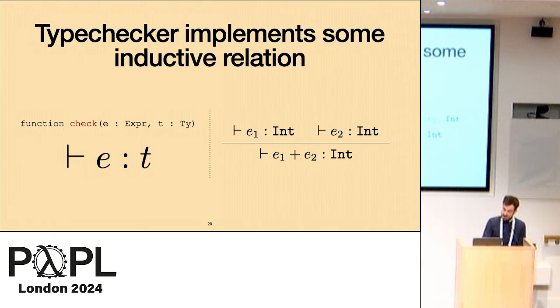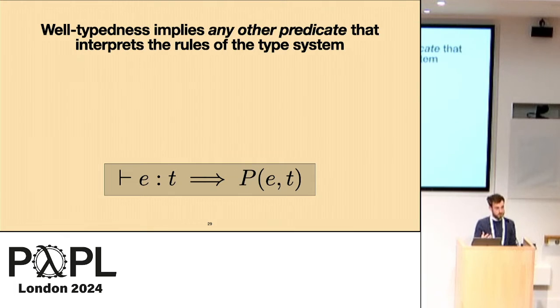And this basically tells us that the induction principle of the type system means that well-typedness implies any other predicate that interprets the rules of the type system. What do I mean by that? Let's say that we have some predicate P, and we're trying to show that E has type T implies P of every expression in term.